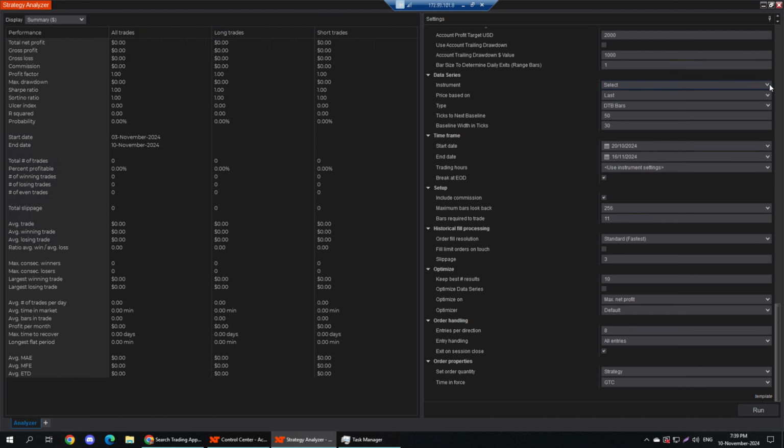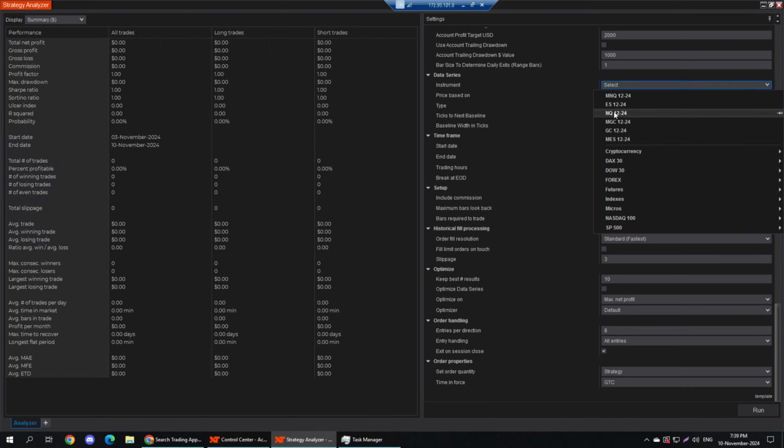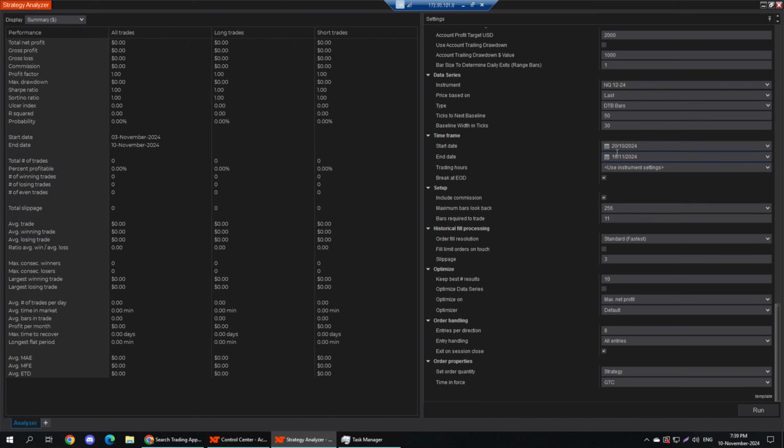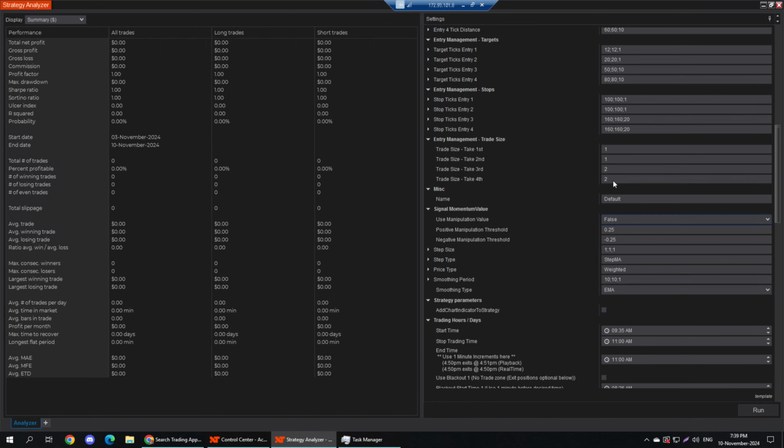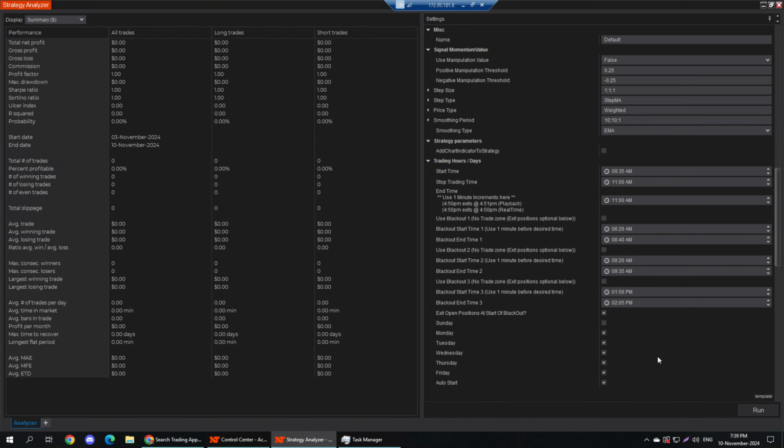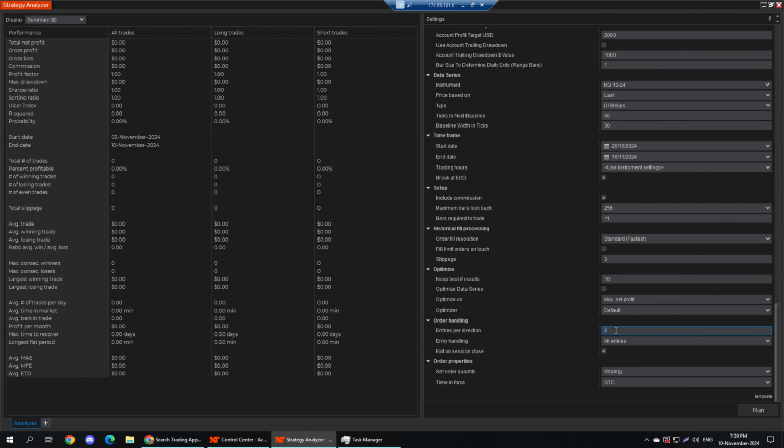Like I said, we're going to be trading the NQ, so we select the NQ in there. We've got our dates in there. We want to make sure break at end of day is on. Include commission is on too. We've got our slippage in there, a max net profit, and you'll see I've got 8 over there. So entries per direction is 8. But because we changed this to 2 and 2, we only need to have this as 4. Okay, so now we've got that.